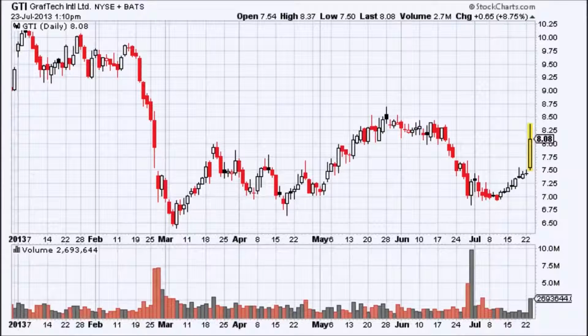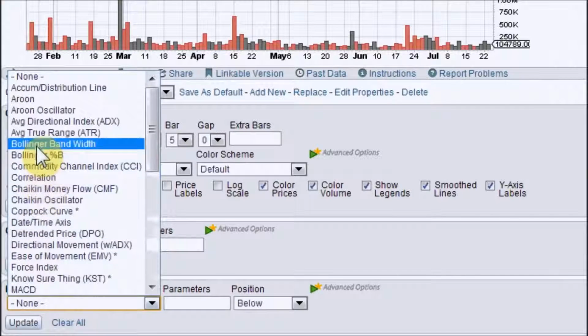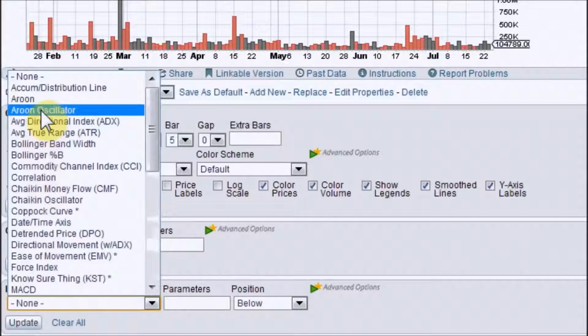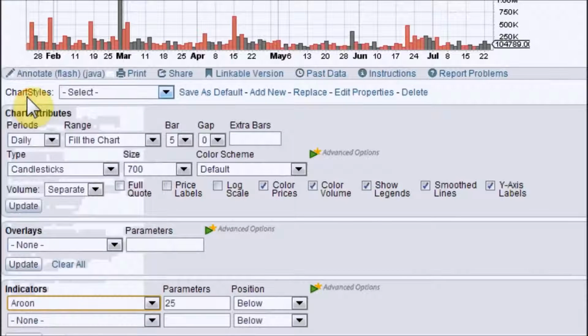So let's go ahead and load up the Aroon indicator on this chart of GTI here at stockcharts.com. Down here below the chart in the chart attributes area, all the way down at the bottom, click in the indicators box, and there are two instances of the Aroon: the oscillator, which only has one line, and the actual Aroon, which is the one we'll be talking about today. It is set at a standard period of 25 here.